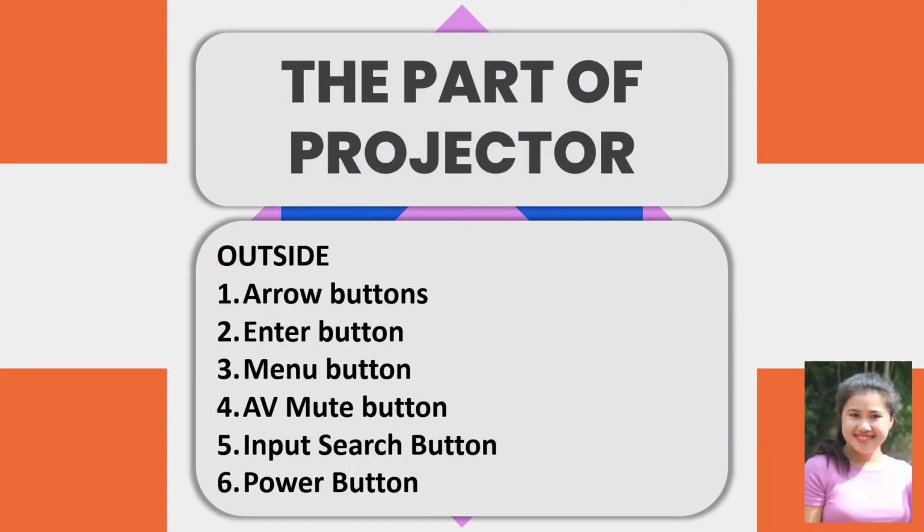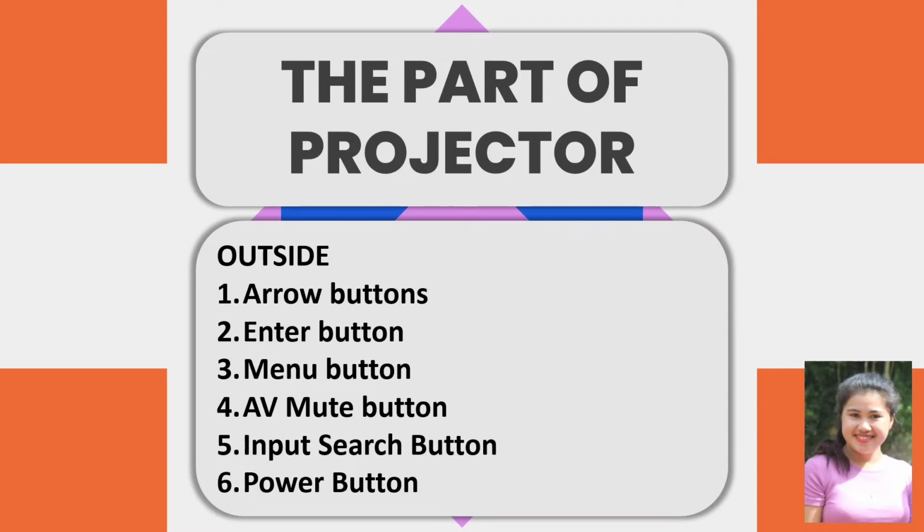The parts of the projector. Outside. Arrow buttons. Arrow buttons are used for the movement between the different menu settings. Enter button. Enter button is used to select any settings. It could be related to image, contrast, and brightness. Menu button. In case you lose your remote, you don't use the remote to change the settings.